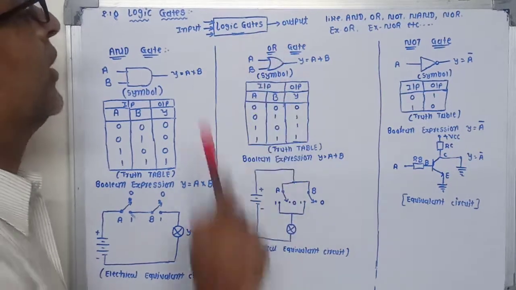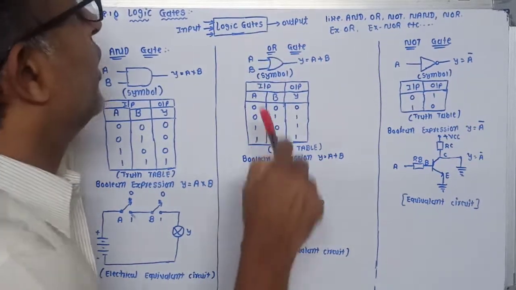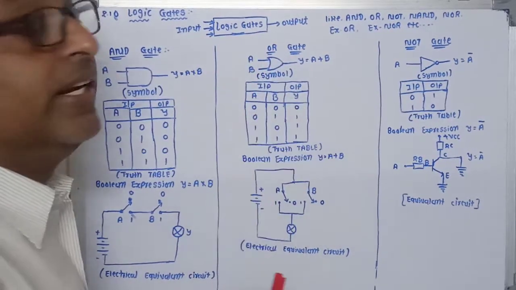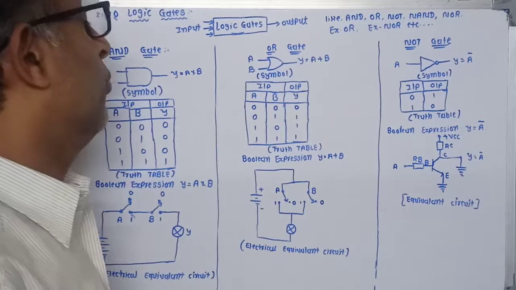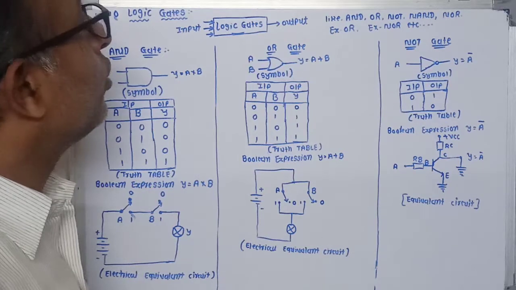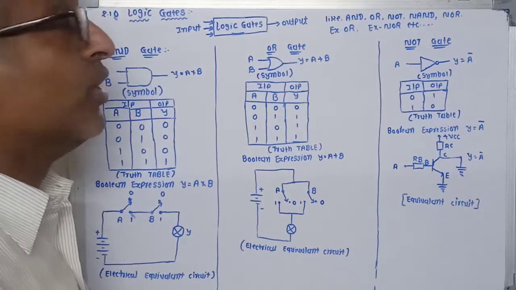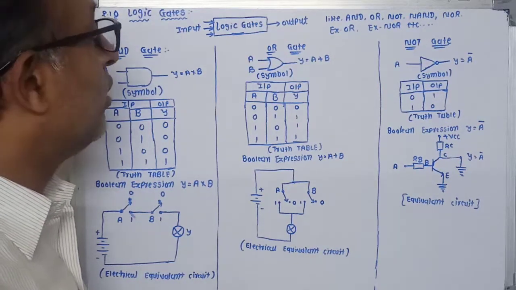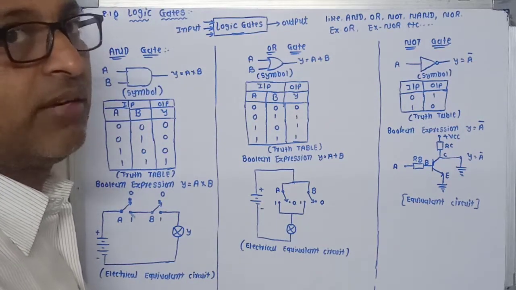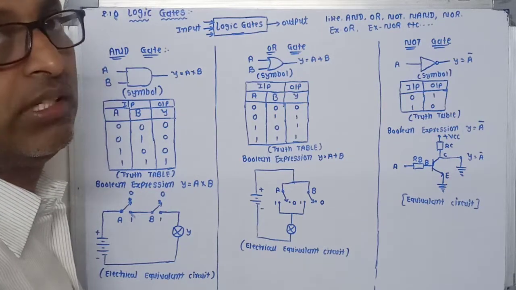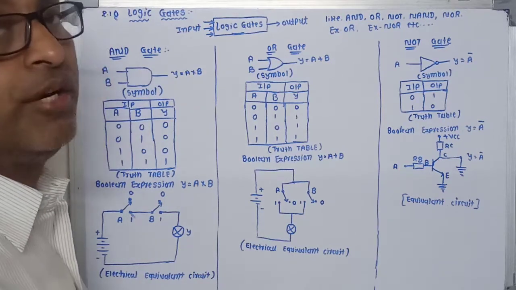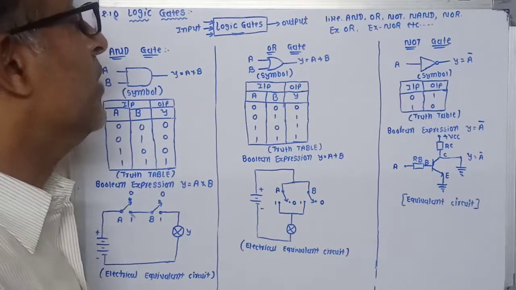Now next, the OR gate. Another gate, that is the OR gate. This is the symbol of this OR gate. It also has two inputs and one output. In this case, the output of this gate is 1 if both inputs are at logic 1, or any one out of them is 1. That means if any input out of the 2 becomes 1, or both inputs become 1, then your output will be 1.